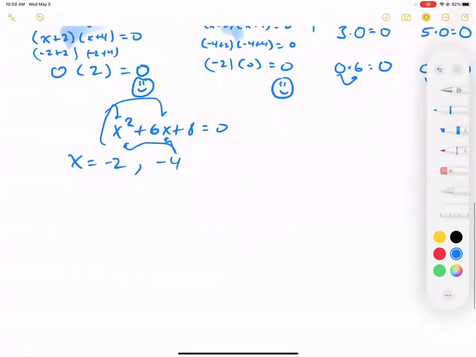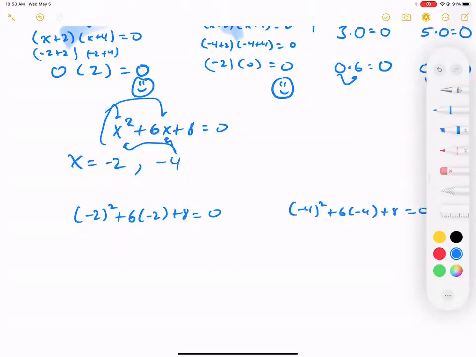It's like crazy. Negative 2 squared plus 6 times negative 2 plus 8. Does that look like it equals 0 to you right now? Just looking at it without doing math, does that look like 0? How about negative 4? Does negative 4 squared plus 6 times negative 4 plus 8 look like it's going to equal 0 also? Just look at it. Does that even look like it's 0? It looks like I got way lost, right?